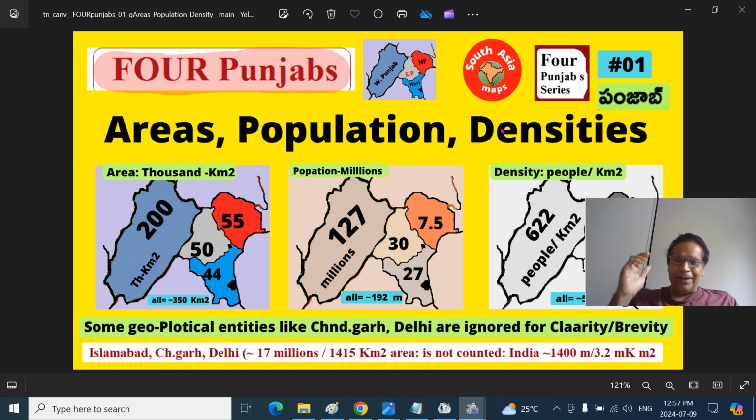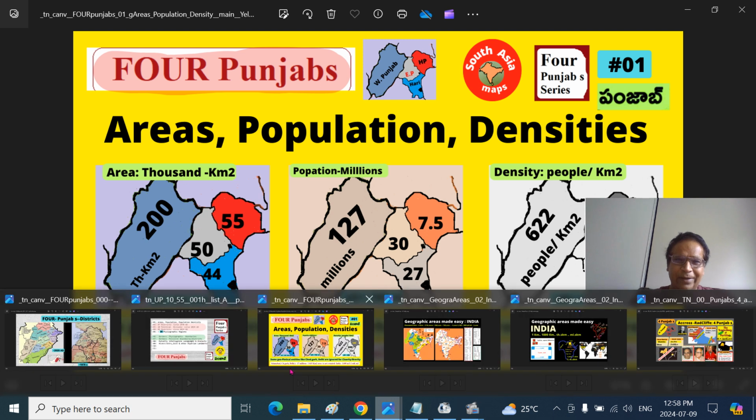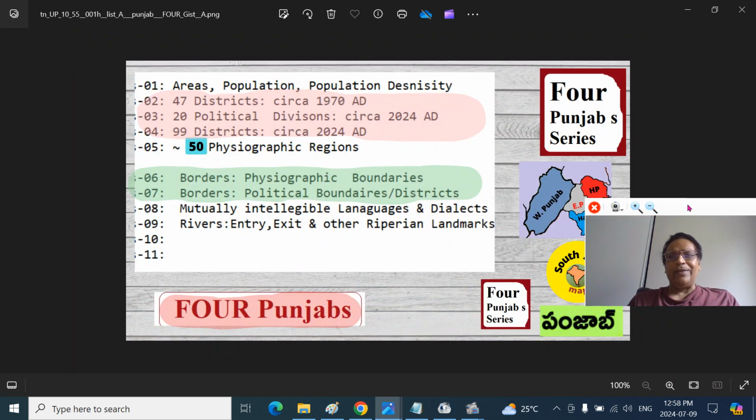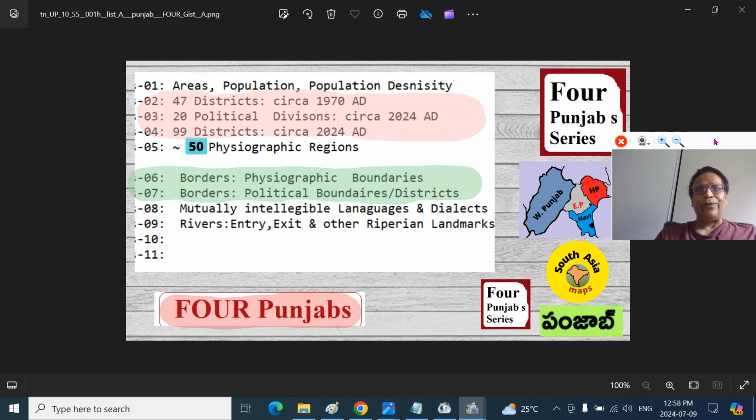Understanding any habitat, geopolitical region, province or region is very important. If you know the area's population densities, these play a very critical role in contemporary human civilization. And this is the new series, the Four Punjab series. You see the four Punjabs here, with Punjab in the Telugu script. We are in part one, area and population densities of this series.